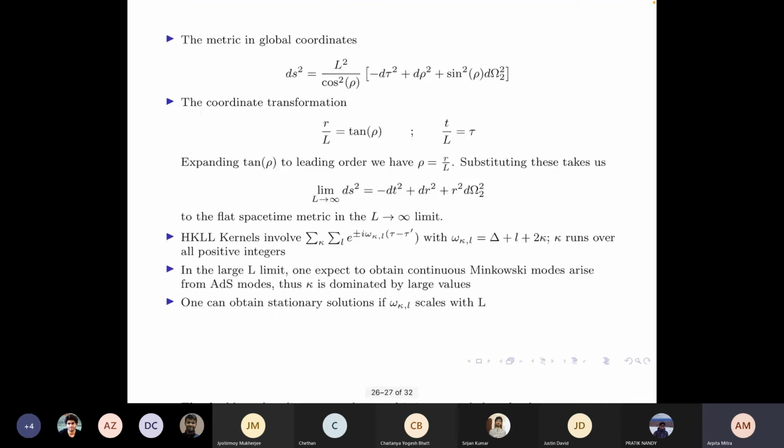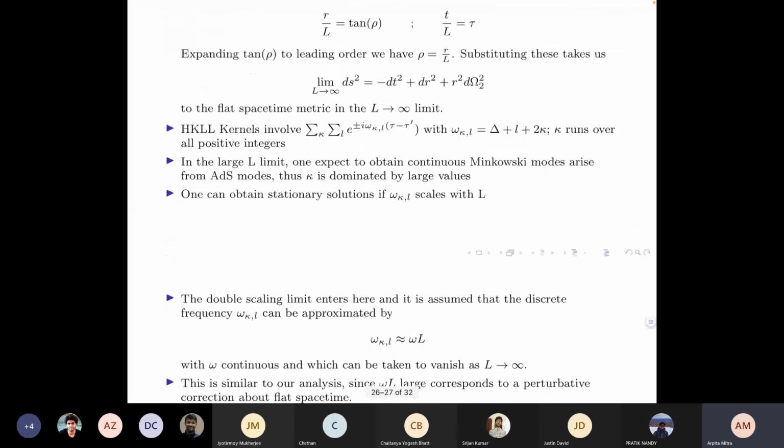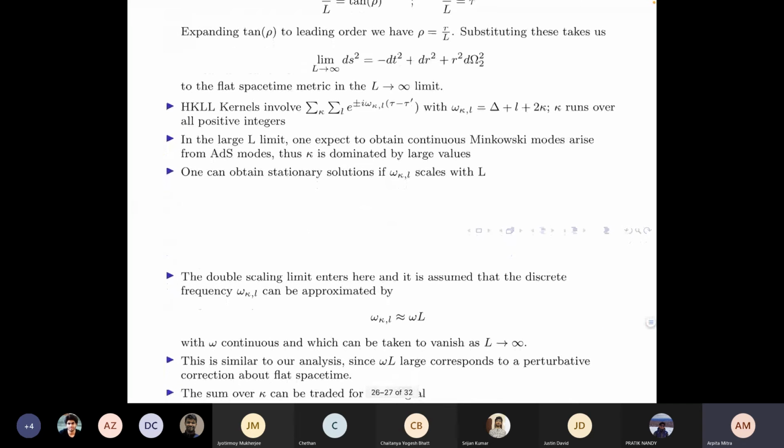So when we take a large L limit, we expect that we will obtain continuous Minkowski modes which arise from these discrete AdS modes, and thus the energy levels kappa will have large values. But one can see that to have these HKLL kernels give proper stationary solutions, this omega_kl has to scale with L. So for that reason, we have to rewrite omega_kl as omega L.